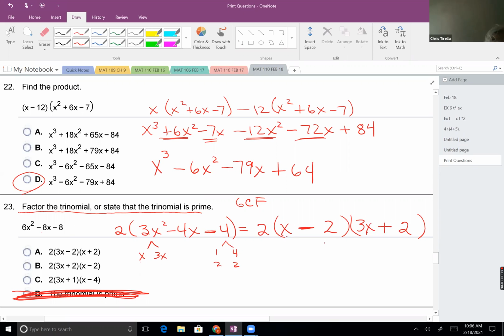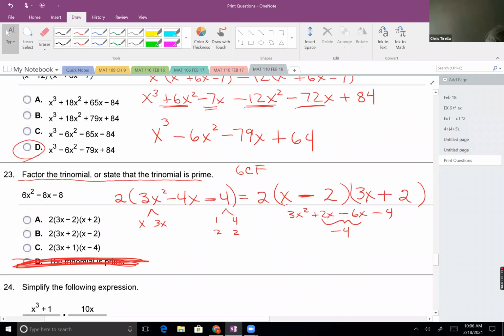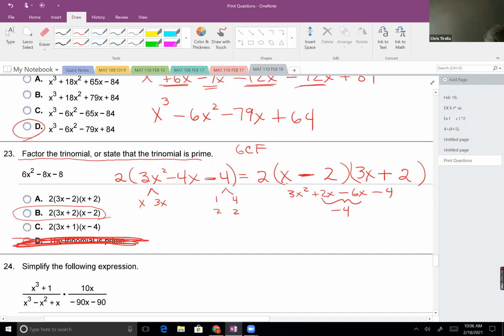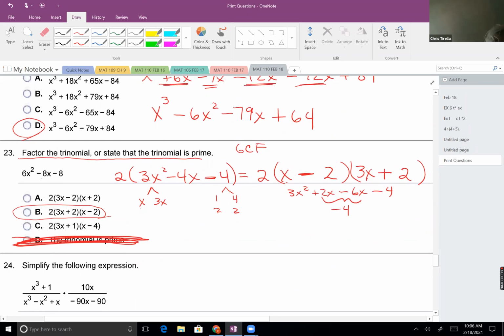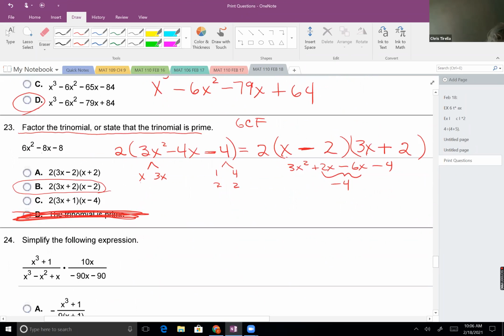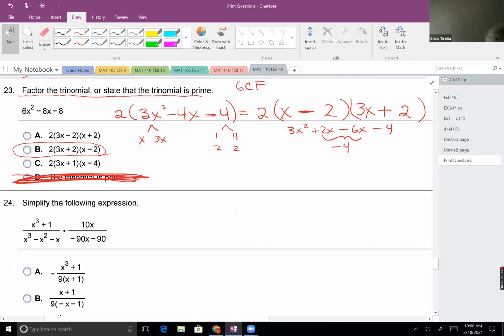And again, we'd have to check. My formula: 3x squared plus 2x minus 6x minus 4 gives me what I want. And so let's see, which is that? That's choice B. That one okay? If so, next is a multiplication.